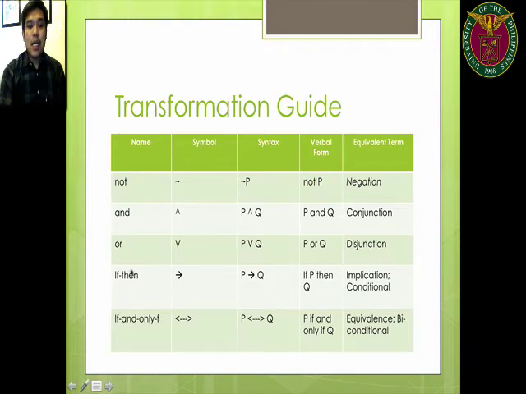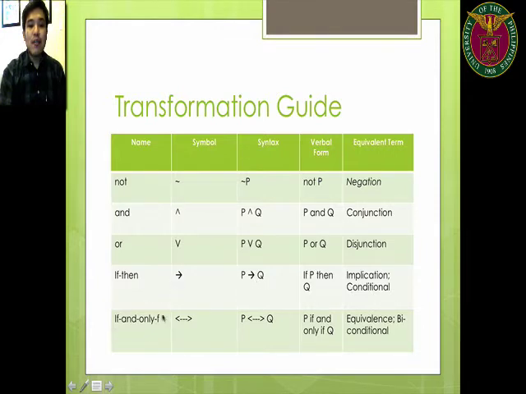The next is if then. This arrow sign to the right is the symbol for if then, and if P then Q is how you write it. It is read as if P then Q. The equivalent term for that is implication or conditional.